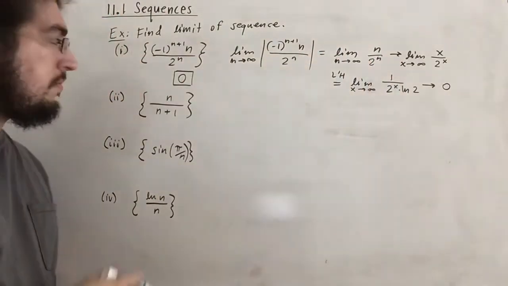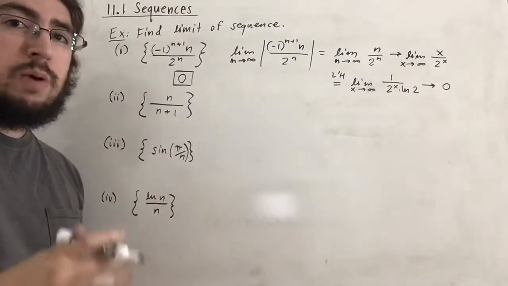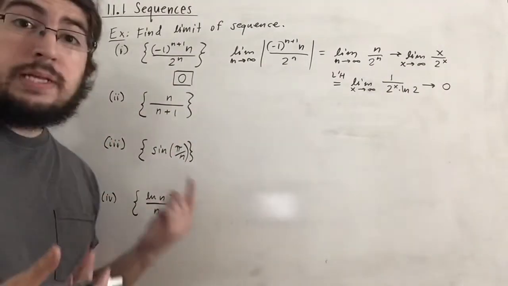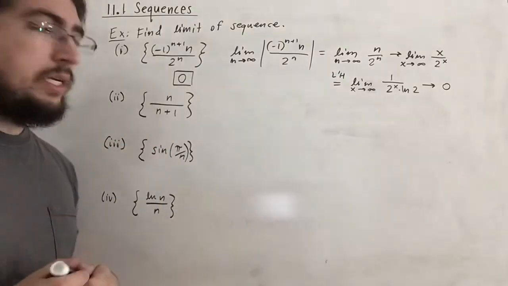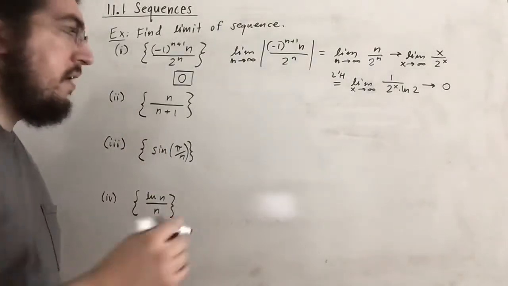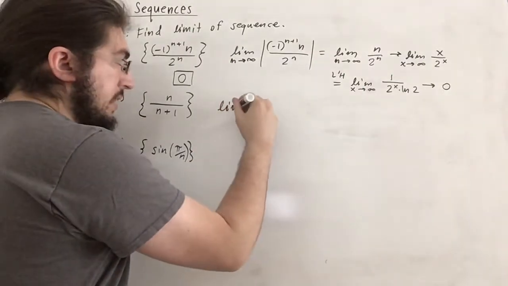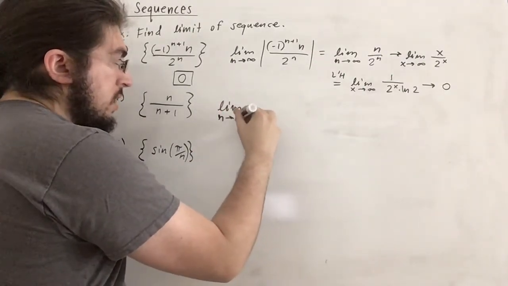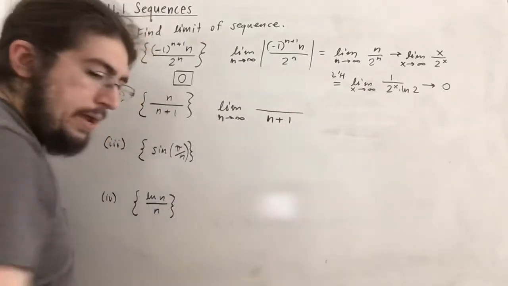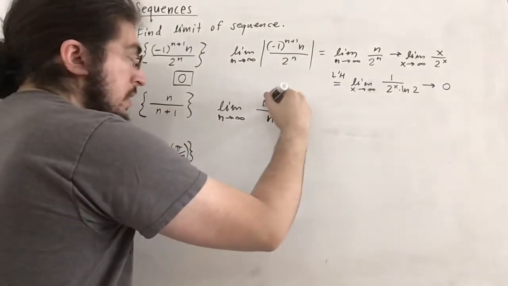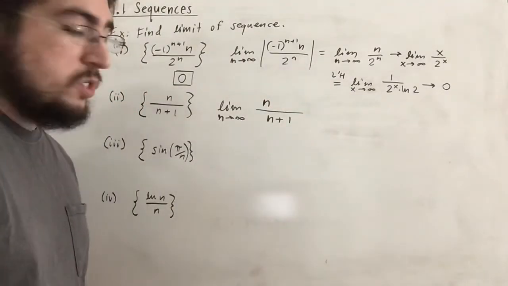Perfect. Now for this one, there are a few ways of handling it. One way would be to use L'Hopital's rule. Notice the derivative of top and bottom is 1, so this will go to 1. Another way of handling this, though, is like this. What you can do is add something to the top and subtract that same thing. This is known as the mathematician's favorite trick.